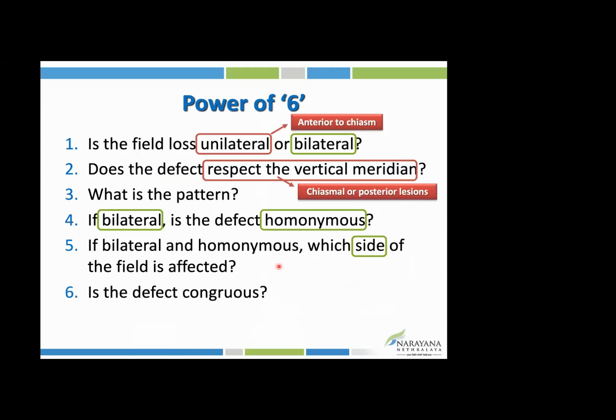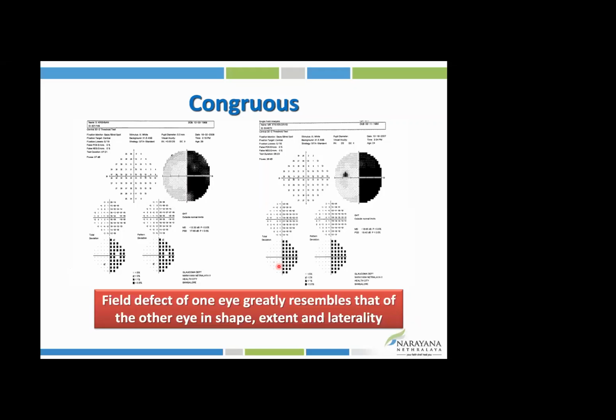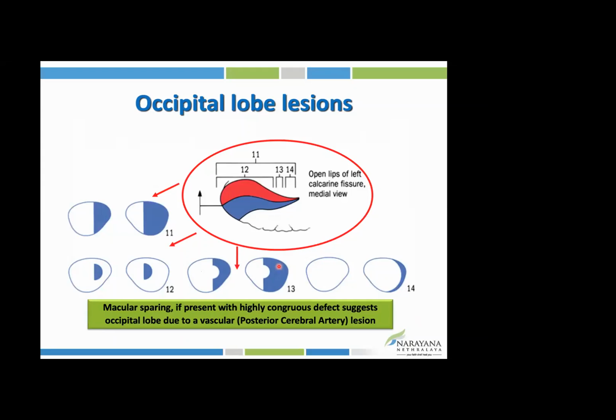Now, coming to the last important question, is the defect congruous? Because if it is congruous, it's more and more posterior, which means most probably an occipital lesion. So what do you mean by congruous and incongruous? When the defect in one eye does not resemble that of the other eye in shape, extent, and laterality, it's incongruous. And when it does, it's a congruous lesion, which you see in these two fields, which is classically an occipital lobe lesion. Like in this case, you can have 4 types of occipital lobe lesions. One, a classical homonymous hemianopia, which is highly congruous; a macular involvement only; a homonymous hemianopia with macular sparing because there's a dual supply coming to the occipital lobe; and finally a temporal crescent.